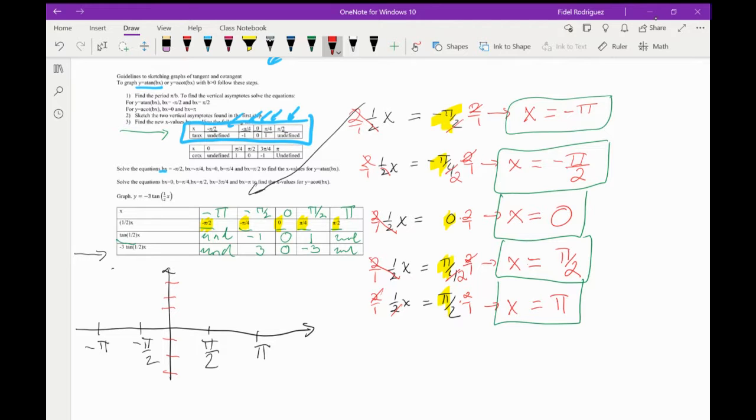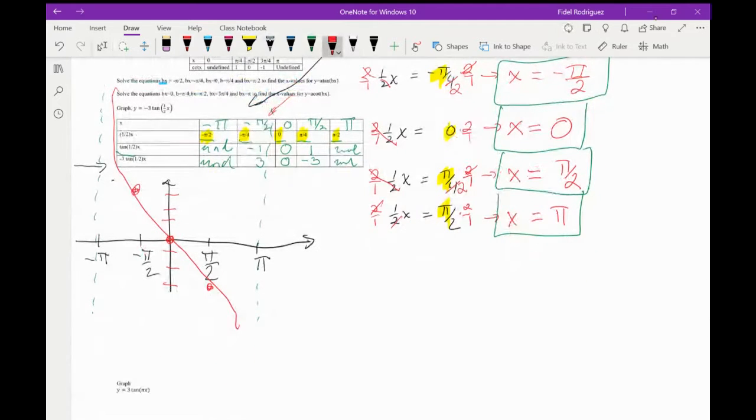So look at when we're going to use 3. We're going to use 3 at what value of x? The y value will be 3 when x is what value? Negative pi over 2. So I'm going to start up right here at 3. And then at 0, we're going to be at 0. And then at pi over 2, we're going to be at negative 3, right? And guys, where these undefined businesses are, those are going to be my asymptotes. Okay? And now I'm going to draw my graph. It's a little messy, but you kind of get the idea.